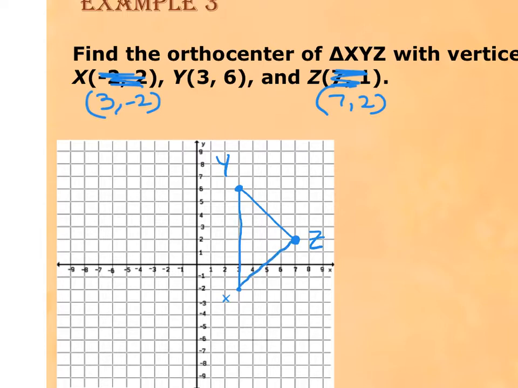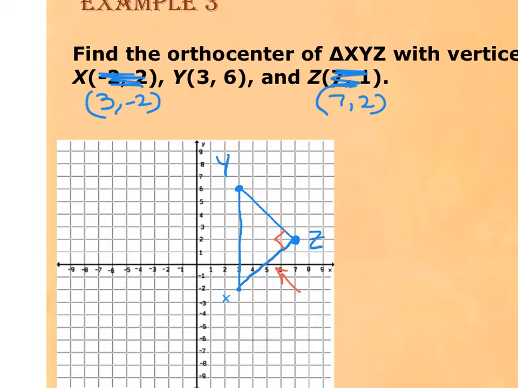Now, again, what we're going to do here is figure out what kind of triangle I've got. The first thing I'm going to try to do is see if this looks like it might be a right triangle. To confirm that I do have a right angle here, I'm going to calculate the slope of this line and this line to see if they're opposite reciprocals. Then from there, I can decide where my orthocenter is going to be.